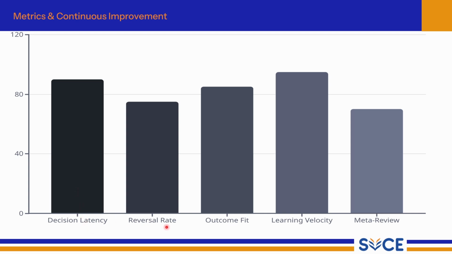And next one is reversal rate. We measure how often we reverse decisions. Some reversals are healthy, they show agility, but too many may mean unclear thinking upfront. So flexibility, not flip-flopping.